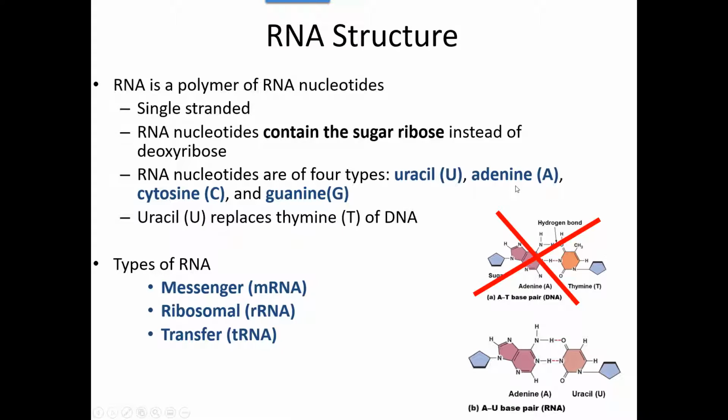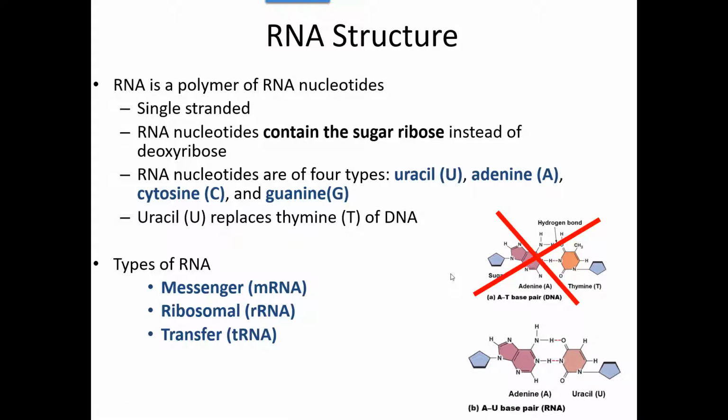And structurally, uracil and thymine do look similar enough, so A is going to pair up with U instead of a T, because we don't have T's around. It still is also going to have a sugar, except it's ribose instead of deoxyribose, and that's where it gets its name of ribonucleic acid versus deoxyribonucleic acid.